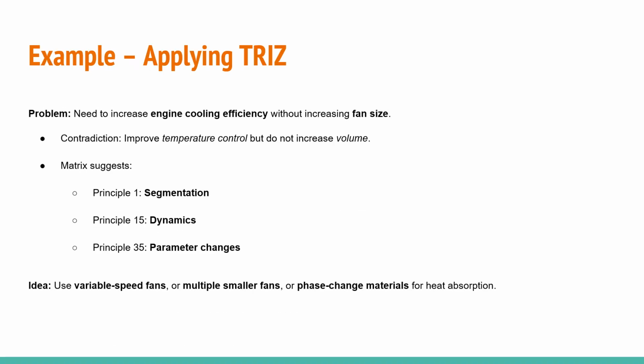We want to increase cooling efficiency of a system without increasing the fan size. This is a contradiction: cooling versus size. The TRIZ matrix here suggests innovative principles like segmentation, dynamics, parameter changes. Based on this, possible solutions: could we use multiple small fans instead of one big fan? Use variable speed fans. Use phase change material for faster heat absorption.